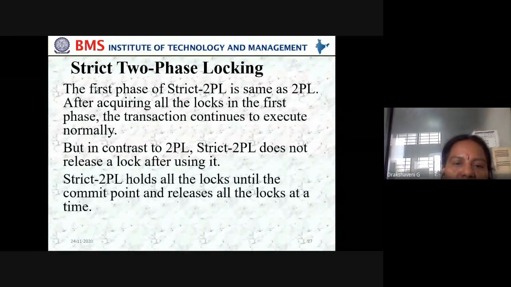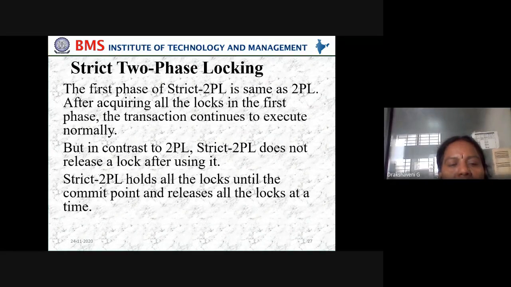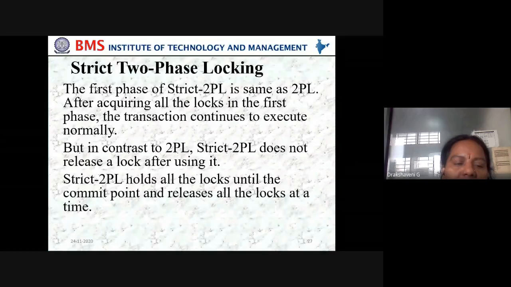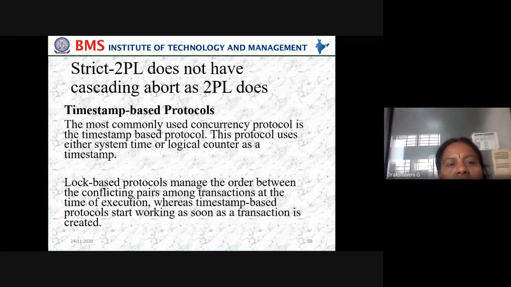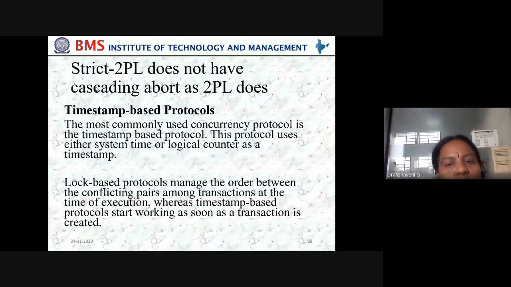Strict two-phase locking. The first phase of strict 2PL is the same as 2PL. After acquiring all the locks in the first phase, the transaction continues to execute normally. But in contrast to 2PL, strict 2PL does not release a lock after using it. Strict 2PL holds all the locks until the commit point and releases all the locks at that time. So strict 2PL does not have cascading abort as 2PL does.